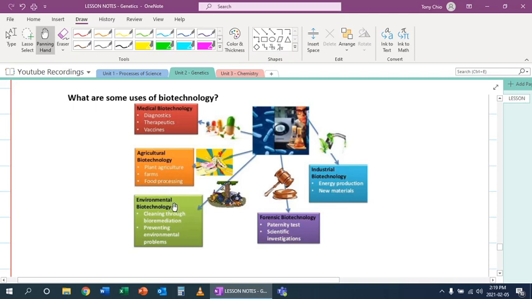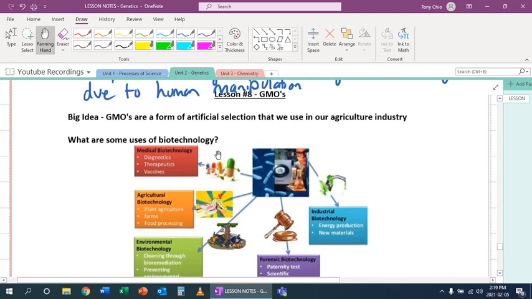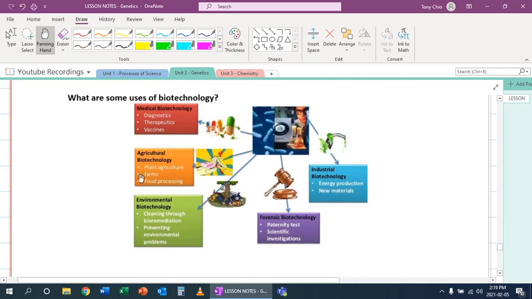We have environmental biotechnology, so cleaning through bioremediation, so using plants to help us clean. We also have preventing environmental problems in the future. We also have industrial biotechnology, such as energy production and new materials. And last but not least, we have forensics biotechnology, which is paternity test scientific investigation. But the one that we tend to focus on the most when we talk about GMOs is agricultural biotechnology. That's the one that has the most topics about it.